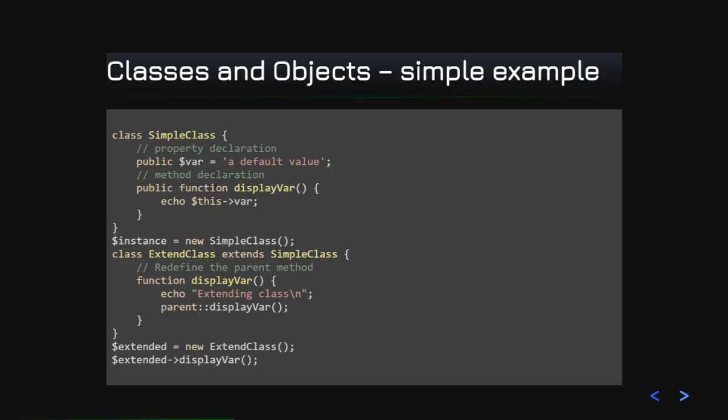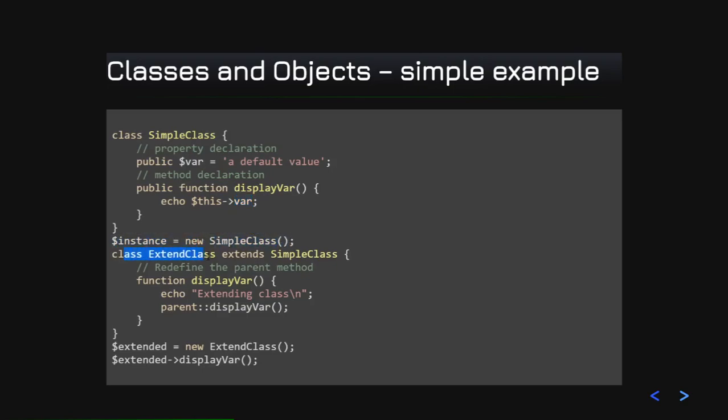Here we have a method called display var, which is also public, and I need to access all local properties using the $this prefix, $this and an arrow, because $this is actually a constant reference to the current object, so I need to dereference it in order to access the var property. Here I'm instantiating an object of this simple class.